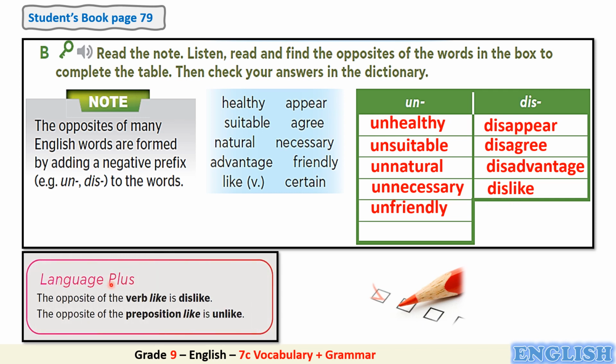Let's read this language plus. The opposite of the verb like is dislike, while the opposite of the preposition like is unlike. And here like is a verb, so the opposite of like is dislike. And the last one, certain, uncertain. Good job, my students.